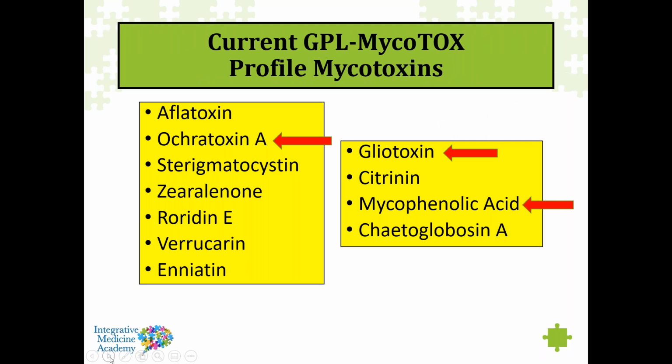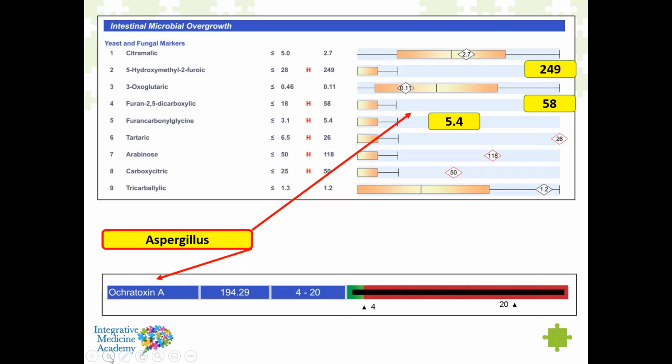The Great Plains mycotox profile at this point analyzes 11 different mycotoxins. Ochratoxin, gliotoxin, and mycophenolic acid are three that I highlight here. Ochratoxin is the most common mycotoxin that all of us are potentially exposed to. You can get it in mold-contaminated coffee, for example. Various grain products can have mold that has the mycotoxin.